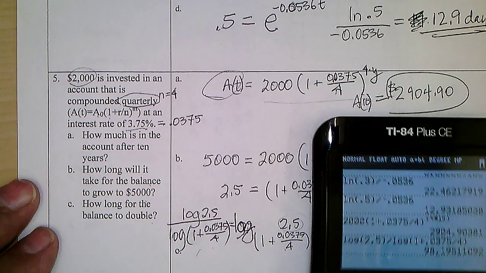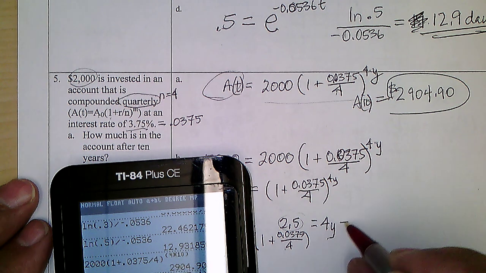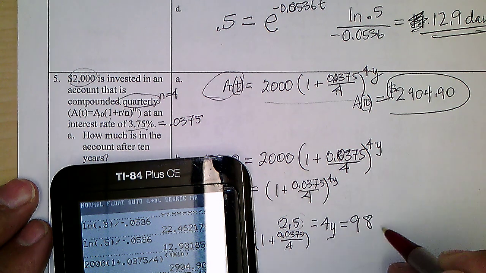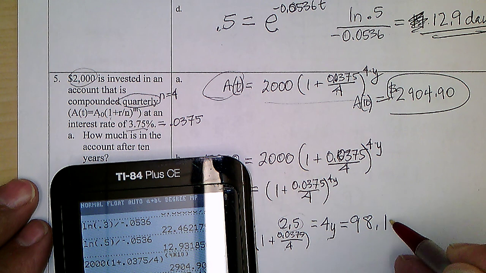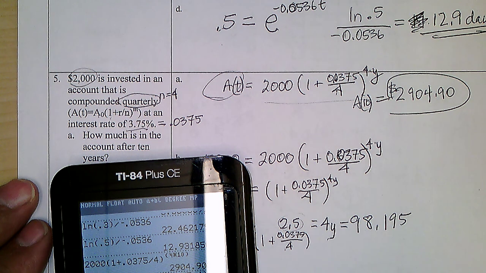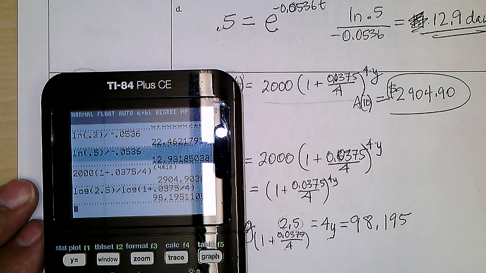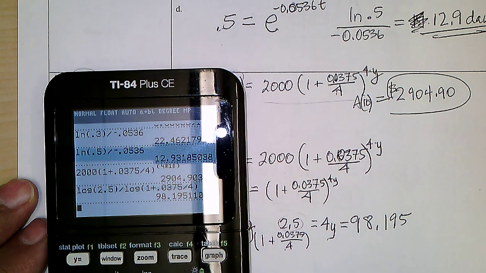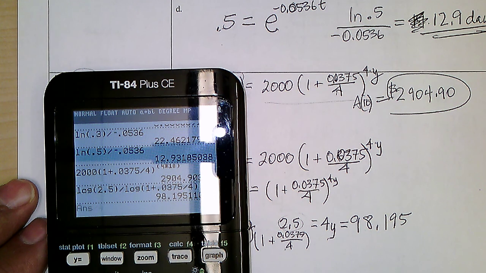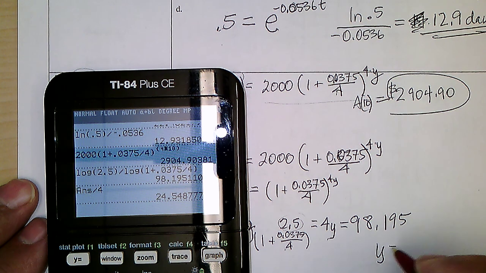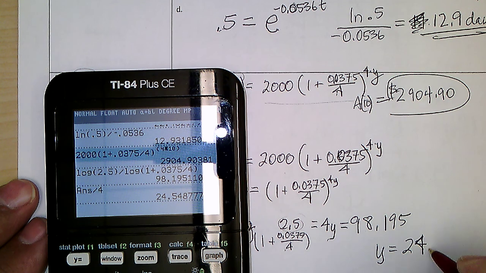So I get 98.195. That's 4y, so I have to divide that by 4. So if I divide by 4, I get y equals 24.5 years.